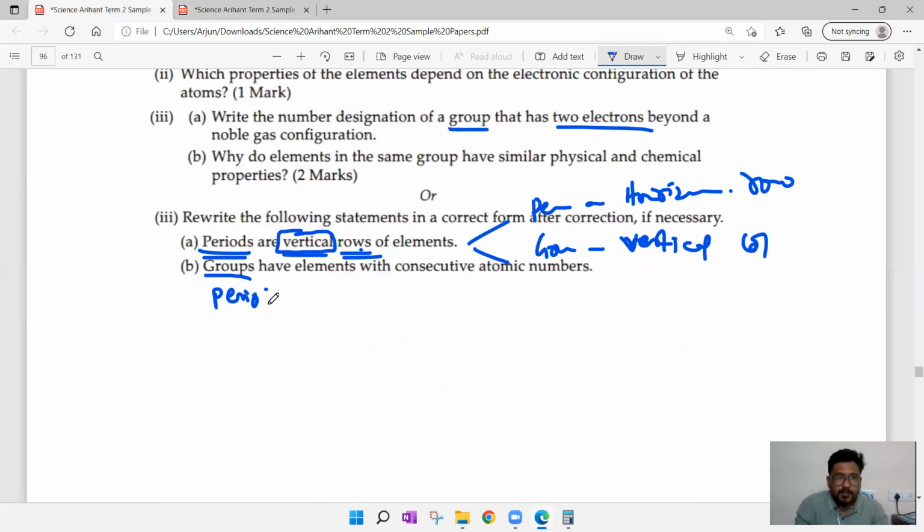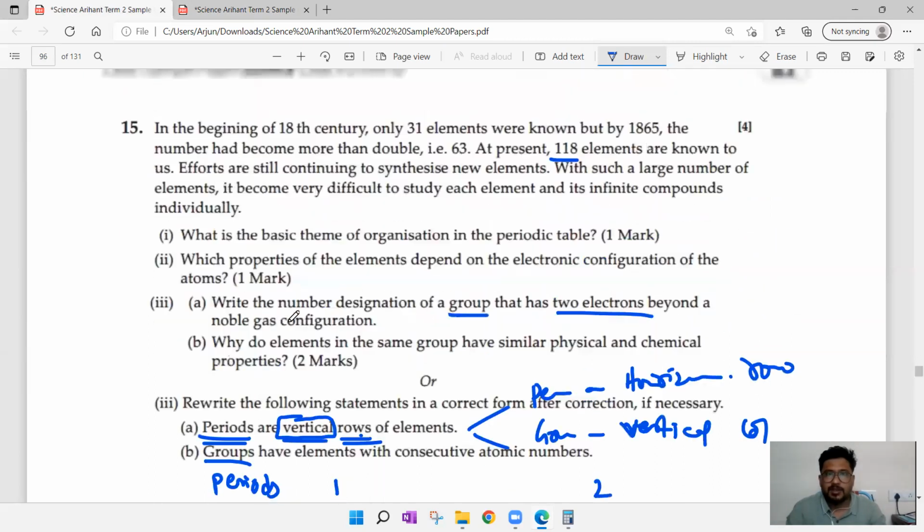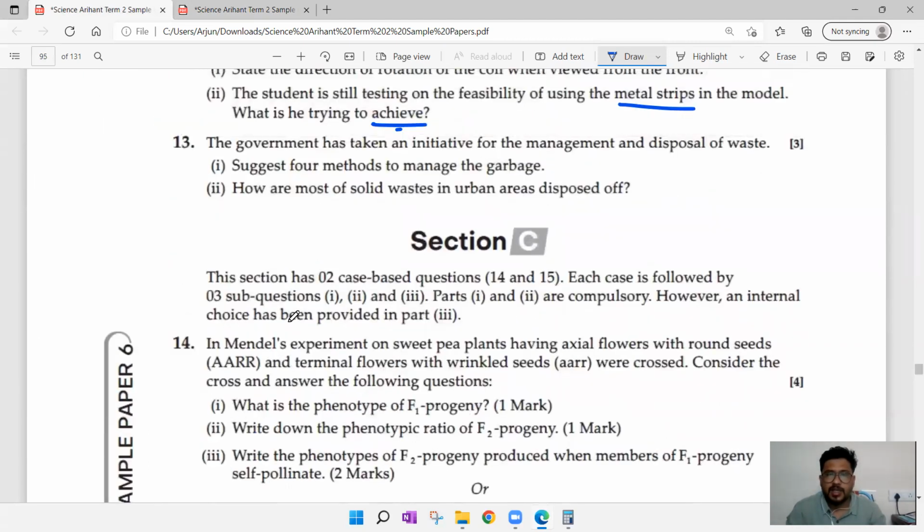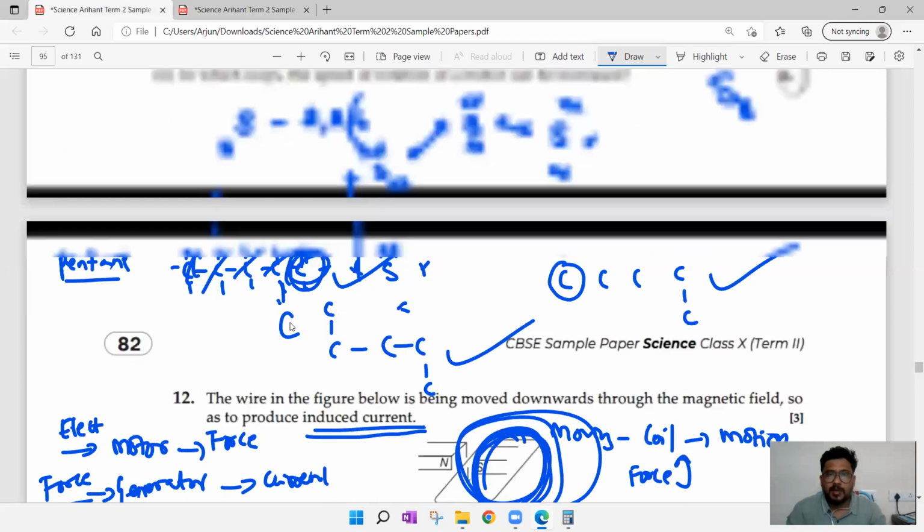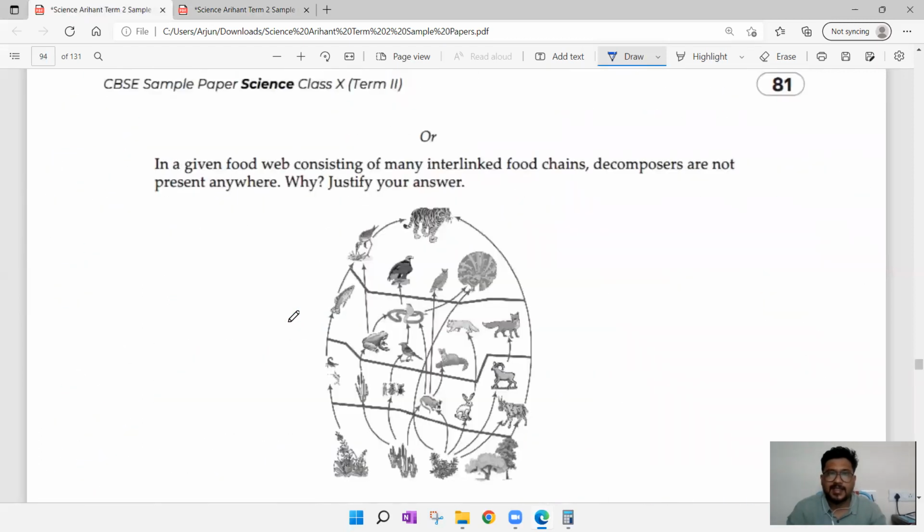Periods have elements with consecutive atomic numbers. You see, the first period means hydrogen number 1, helium number 2. Second period means lithium number 3, beryllium number 4, boron 5, 6, 7, 8, 9, 10, like that. Consecutive numbers will be there. So like that we have to write the answer. So that's it about sample paper number 6.